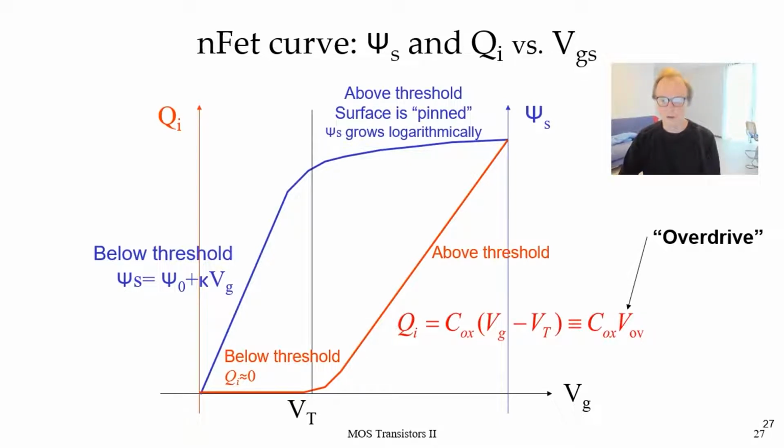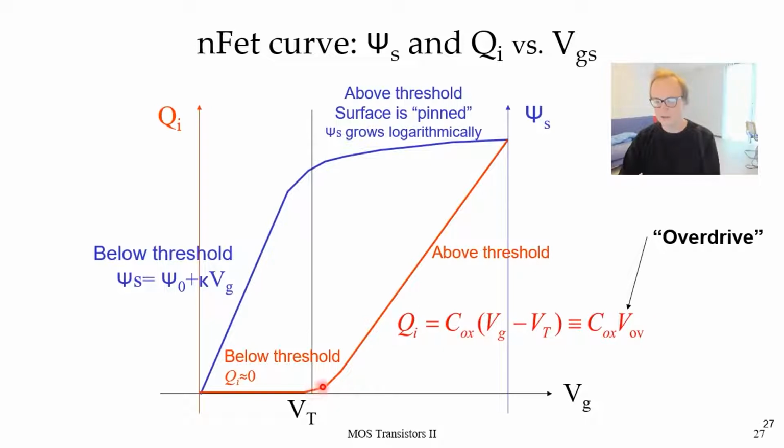So here is a cool, interesting curve, which is for psi s, the surface potential, and QI, the inversion charge, versus the gate source voltage. The red curve shows the inversion charge, and the blue curve shows the surface potential, psi s. By definition, the inversion charge is 0 when the gate voltage is below the threshold voltage. Actually, the inversion charge is increasing exponentially, but on this linear scale it is essentially 0. And then once you go above threshold, what happens?